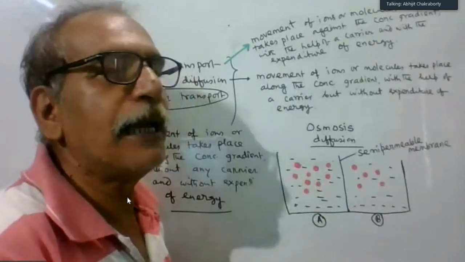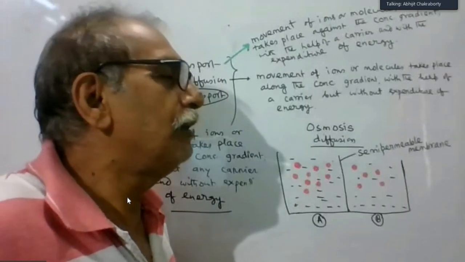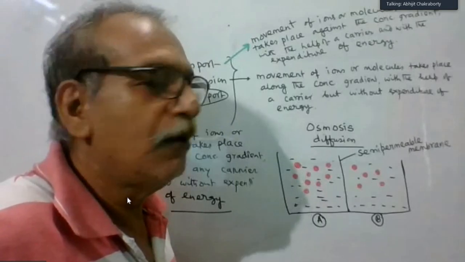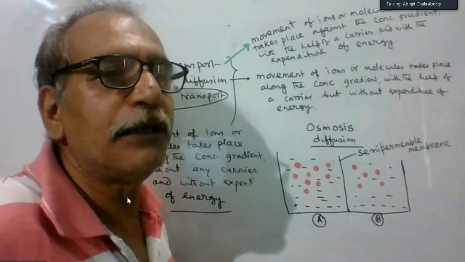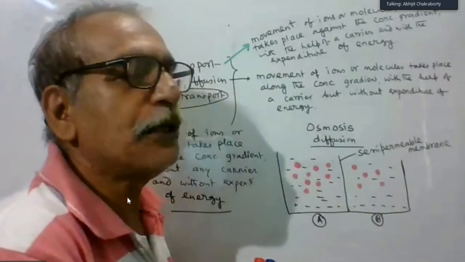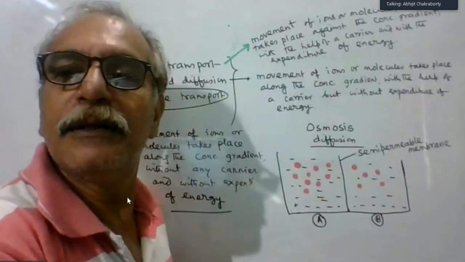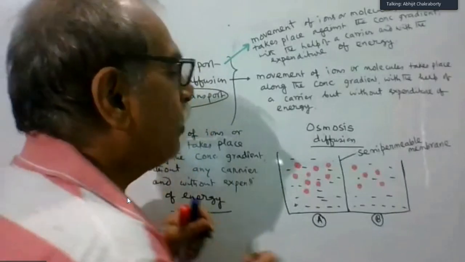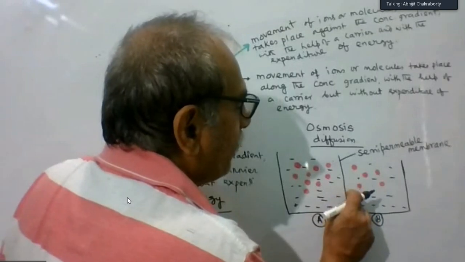Diffusion pressure is maximum in case of distilled water. So with the addition of solute, diffusion pressure gradually decreases. So you will get higher diffusion pressure of solvent where the amount of solute is less. That means in B, diffusion pressure of solvent is more in comparison to A. Clear? So movement of water solvent takes place from B to A.